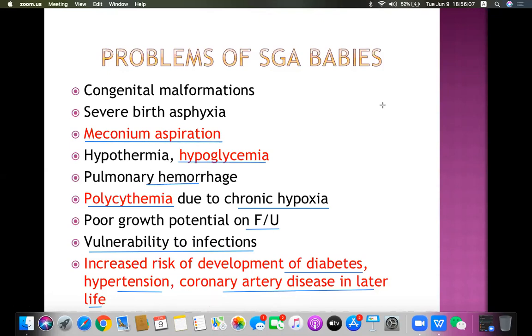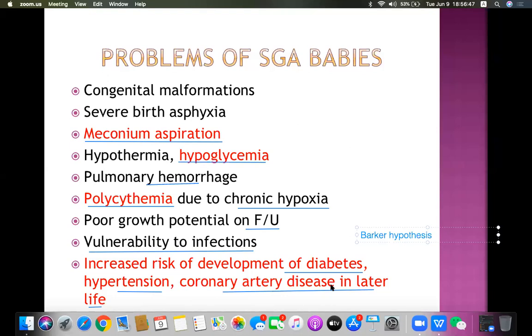Now, I want to say a bit more about this. A person known as Barker did a lot of research on this, so this is known as the Barker hypothesis. Let me write this for you. Barker hypothesis. So what did he do? He found patients with type 2 diabetes, hypertension, and coronary artery disease. So it is just like a retrospective study.